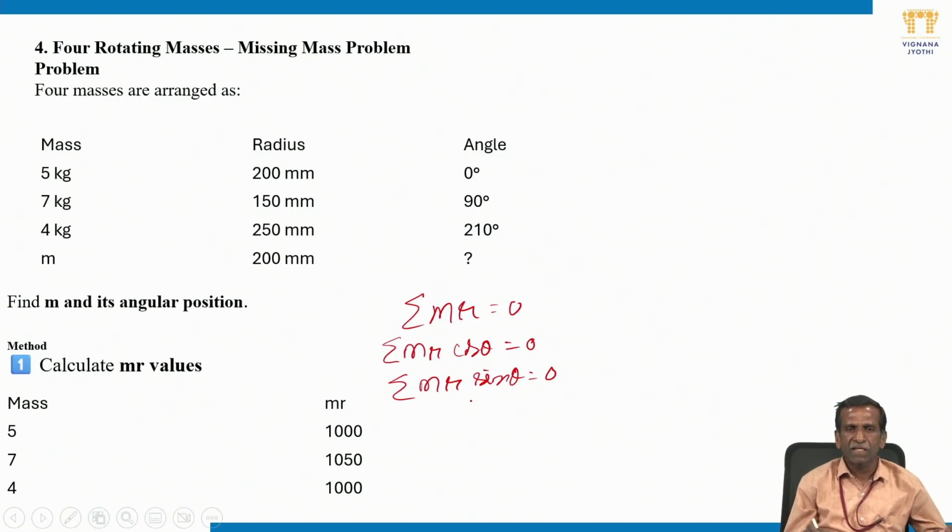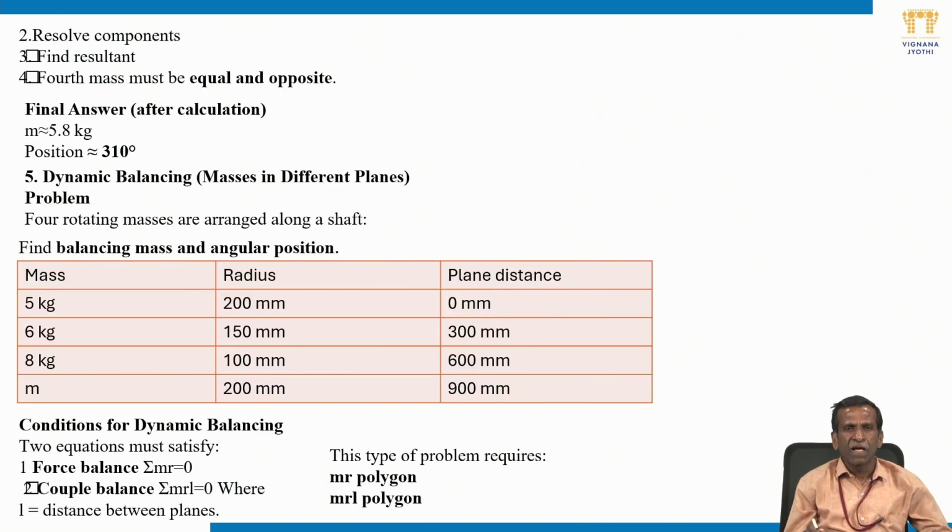Okay, r is given, right? I think you are able to understand. What is the calculation procedure? All the mr values you tabulate, then resolve components in the x direction and y direction, find the resultant, and you can find the fourth mass. The answer is given, and you can check it by solving with the same procedure. The mass you are going to get for this problem is 5.8 kg and the position 310 degrees. That mass M4 position is 310 degrees. Then the system is entirely in balance.